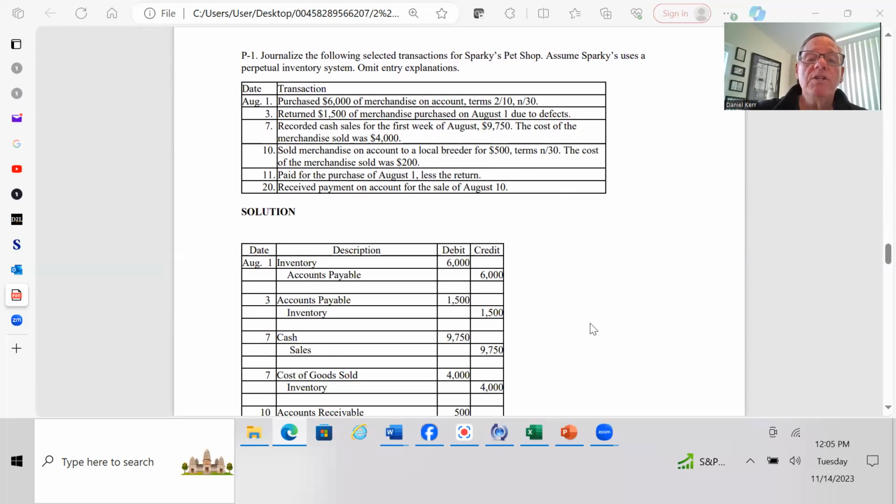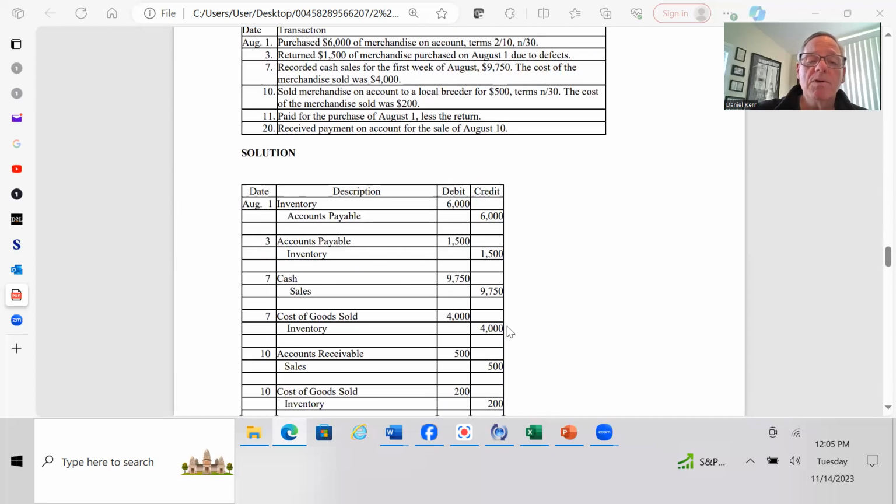On the 7th, you had two entries. You had to record cash sales of $9,750, so that's a debit to cash and a credit to sales. You also had to record the corresponding cost of goods sold, which was $4,000. So we debit cost of goods sold, we credit inventory.